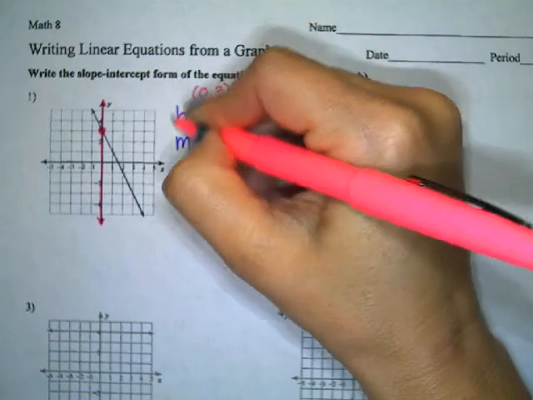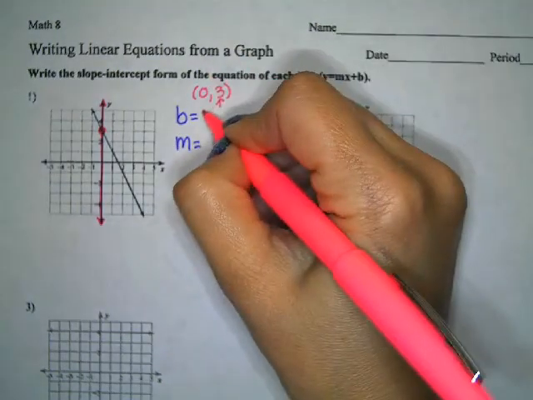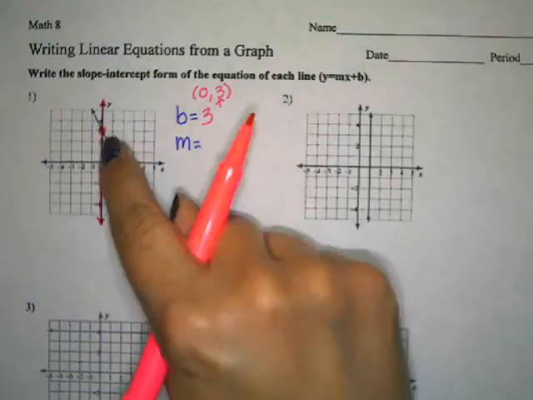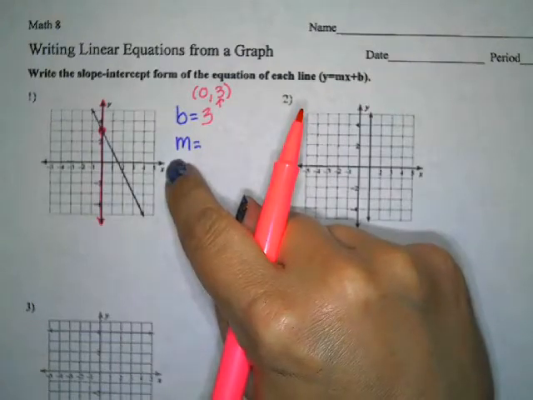So our b value is just going to be the y. So b is going to be 3. And it's a positive 3 because it's above the x-axis. Next, we're going to find our slope.